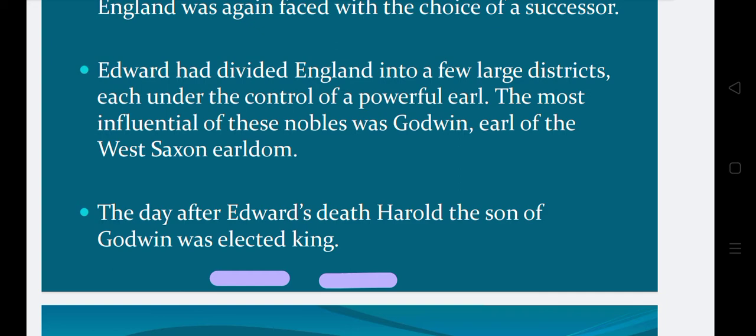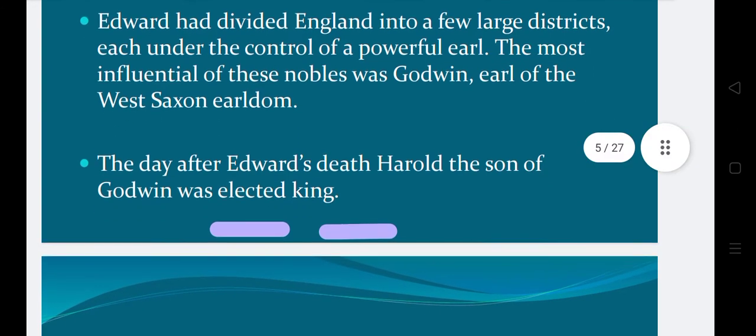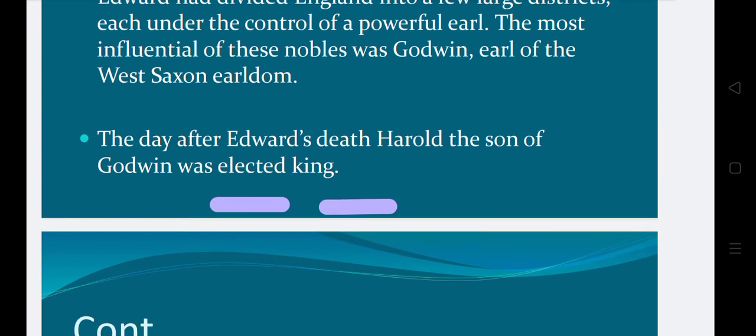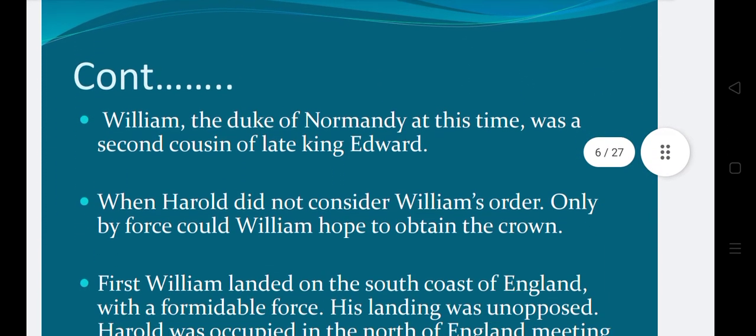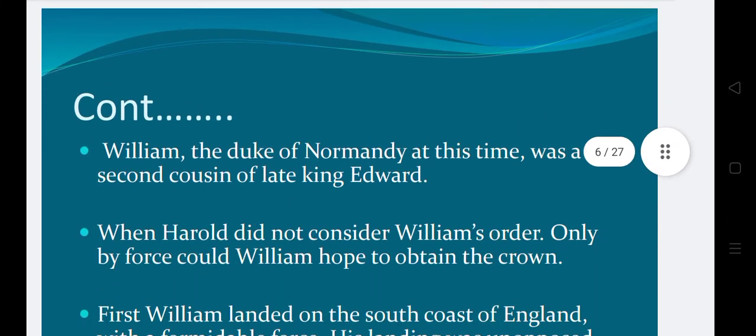He divided England into a few large districts, each under the control of a powerful earl. An earl refers to a lord, a type of noble who was given authority over a specific area. The most influential of these nobles was Godwin, who was the Earl of the West Saxon earldom. The day after Edward's death, Harold, the son of Godwin, was elected king. So now the king was Harold, remember.